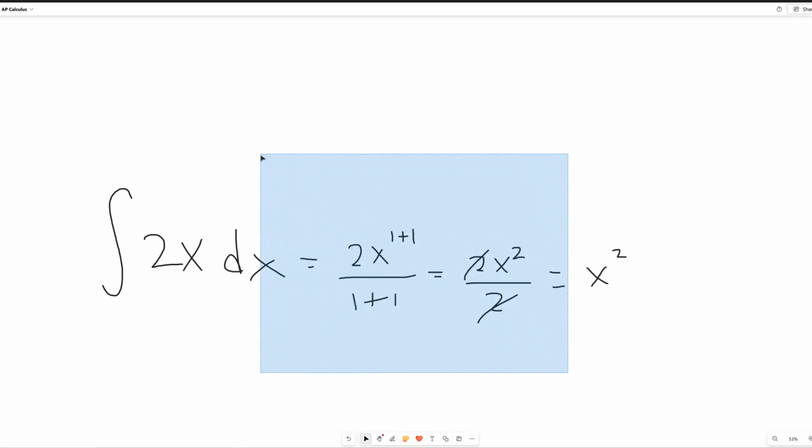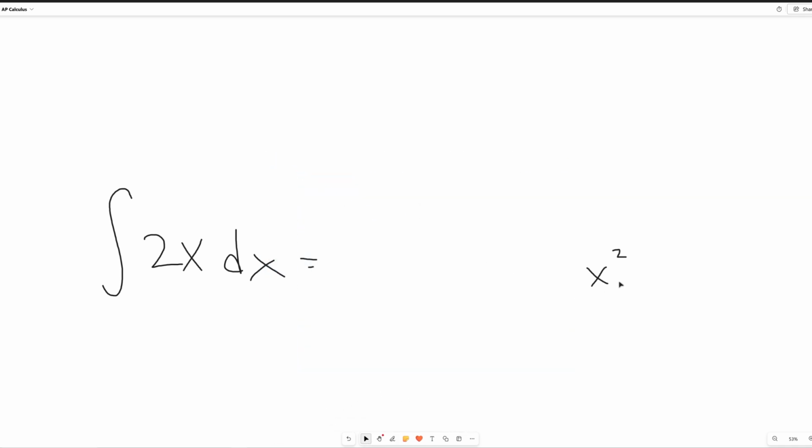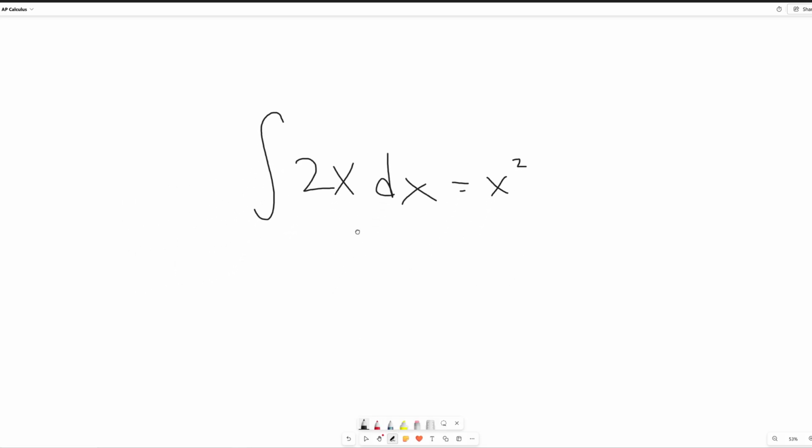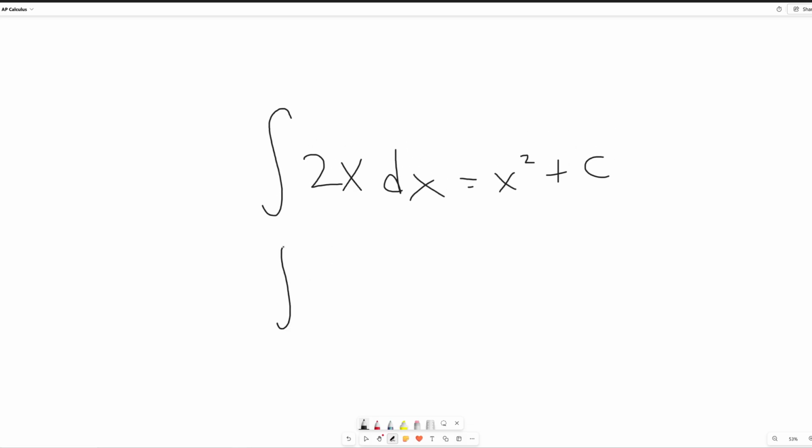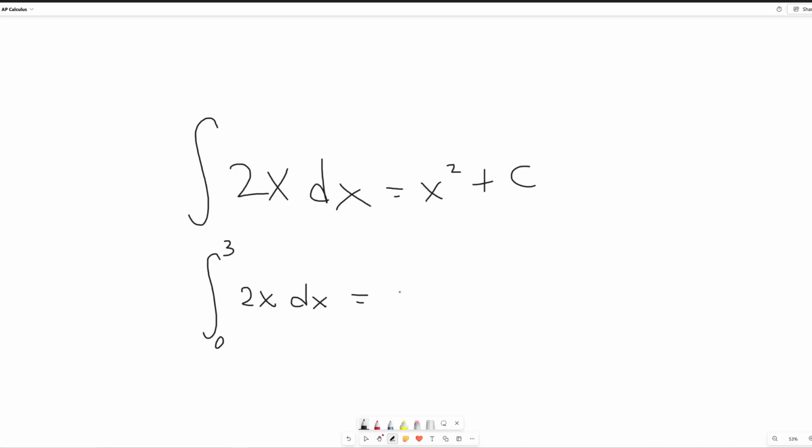So, using our fundamental theorem of calculus 2, if I said, oh, don't forget your plus c, by the way. If I said the integral from 0 to 3 of 2x, you would have to take x squared, and then you have to do 3 squared minus 0 squared, which is ending up being 9.